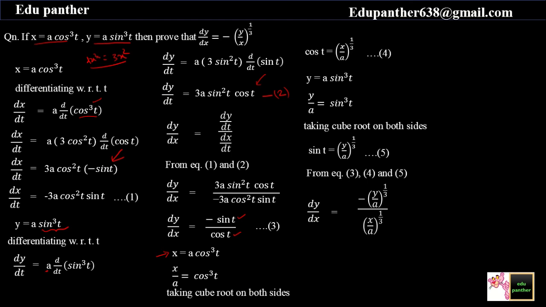They have common power, so take 1 by 3 common. So it will become (y by a) upon (x by a). We can cancel out that a. So what we are left with, dy by dx is minus y by x, and this is what we have to prove. So this is the final answer.